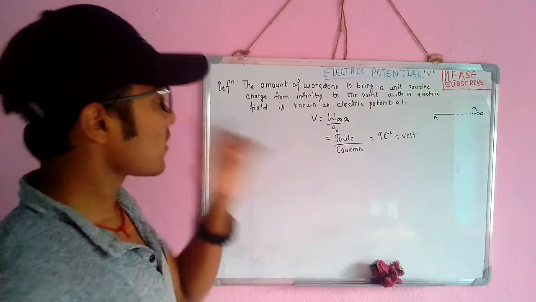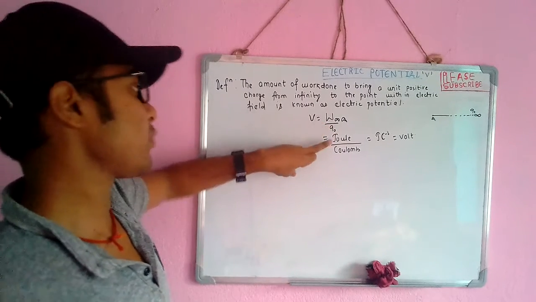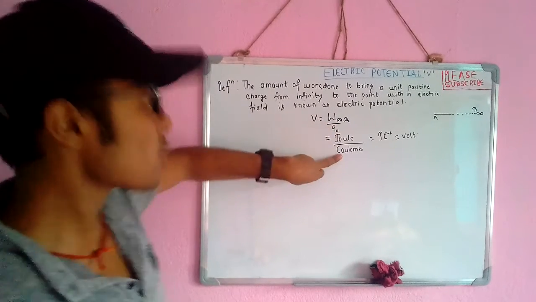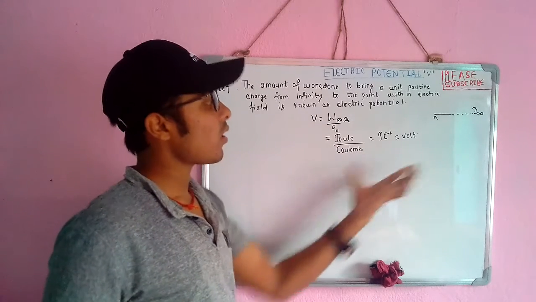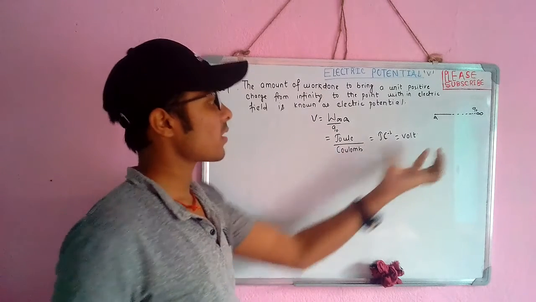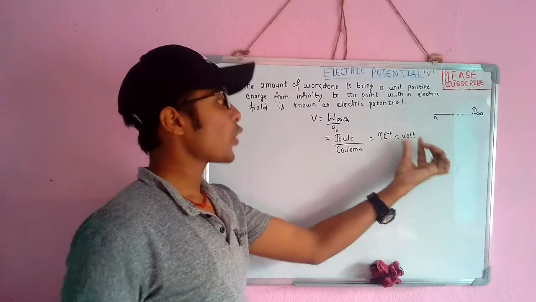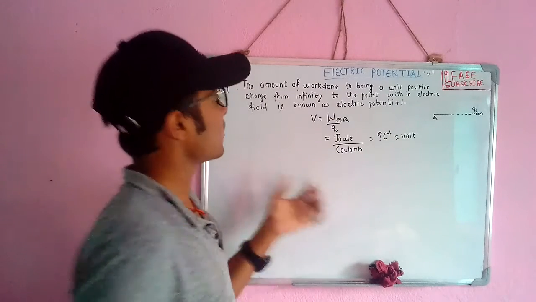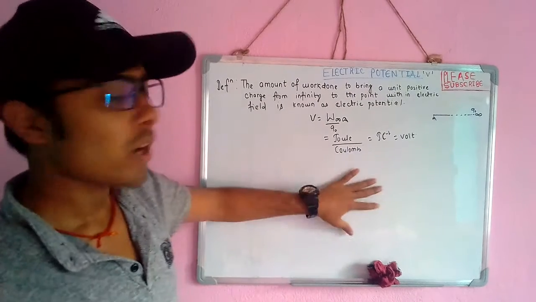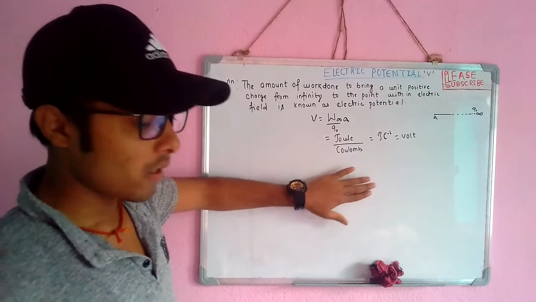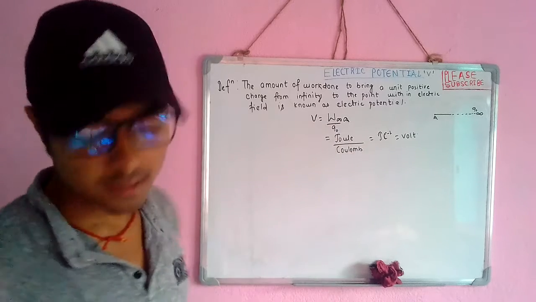And its unit is, as this is a work done, its unit is joule, as it is a charge, its unit is coulomb. And combinedly, or in one word, it is written or known as volt. We represent its unit as a volt and we use it too. Now we understand what is electric potential. Now we are going to derive the relation of electric potential due to unit positive charge.